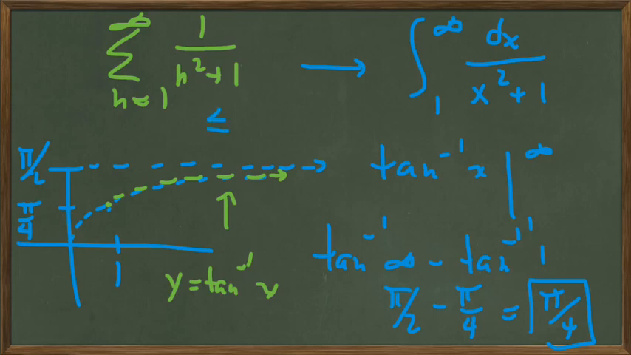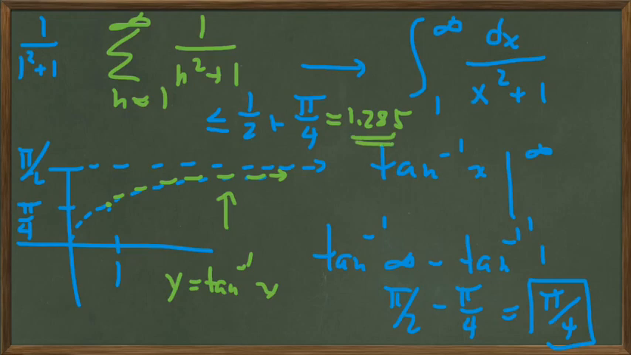And so that integral converges to pi over 4, and therefore the infinite series is less than or equal to pi over 4 plus its first term. Its first term is going to be 1 over 1 squared plus 1, which is a half. And that, as shown in your book on page 194, gives an upper bound of about 1.285 for this series. So that's going to conclude this video on the first section of Chapter 9 on infinite series and the integral test.